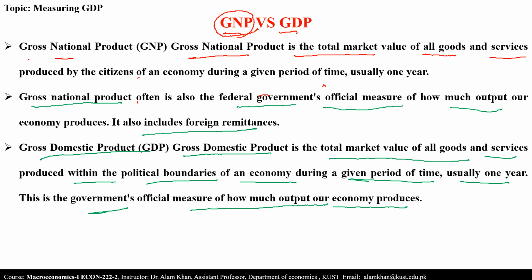For example, the Pakistan economy. Whatever is produced in the territory of the Pakistan economy, irrespective of the citizens of Pakistan, even if foreigners are working here but using the territory of the Pakistan economy, whatever they have produced, along with all those Pakistani citizens who are working here within the boundaries of Pakistan, that will be included in gross domestic product.